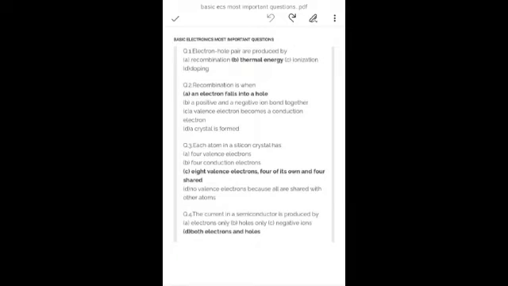Our first question is: electron-hole pairs are produced by thermal energy. When heat is applied, electron-hole pairs are produced. So here thermal energy will be the correct answer.